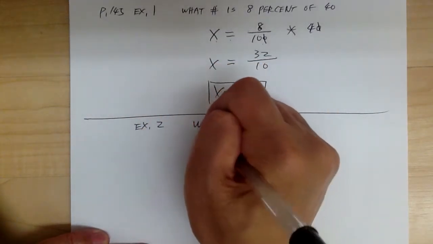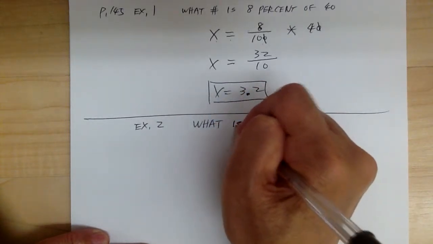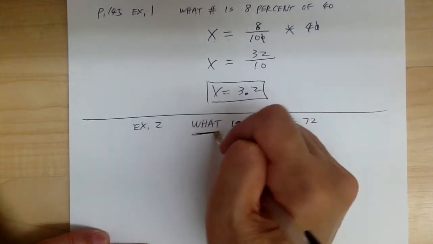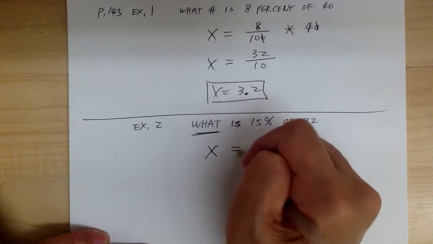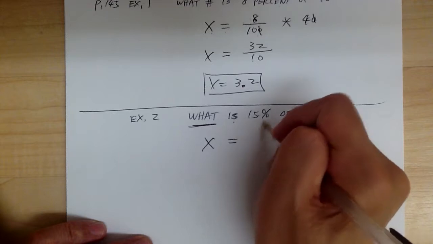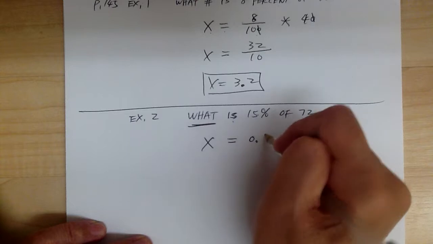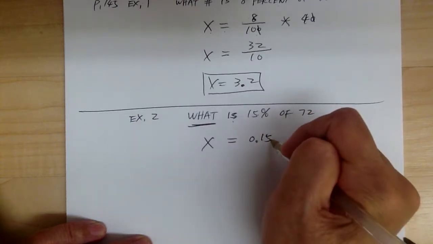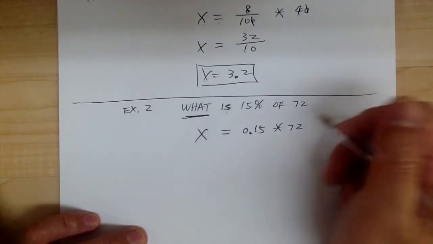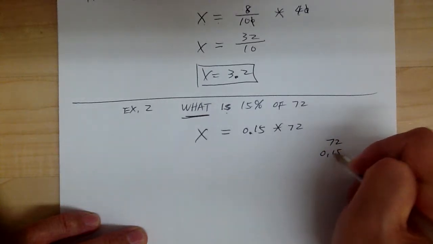So example 2. What is 15% of 72? What means it's x. Is means equal. 15% means, you probably can use decimal. Let's use decimal, because it's easier with decimal if you have the percent. Percents and decimals are easier to convert. So it'd be 0.15. Of means times, 72 means 72. So now let's multiply out. So 72 times 0.15.